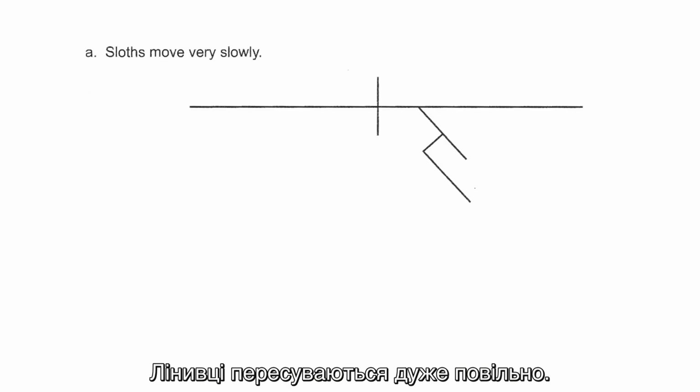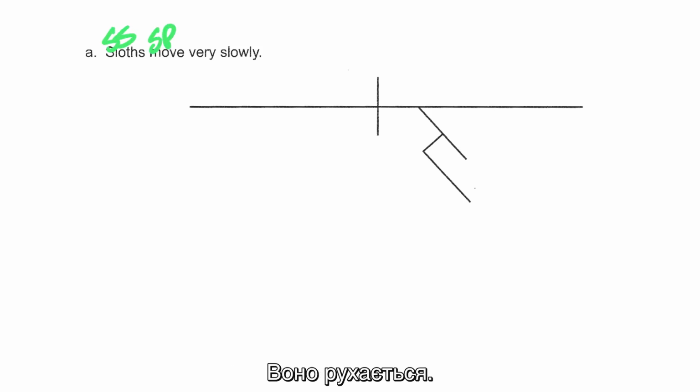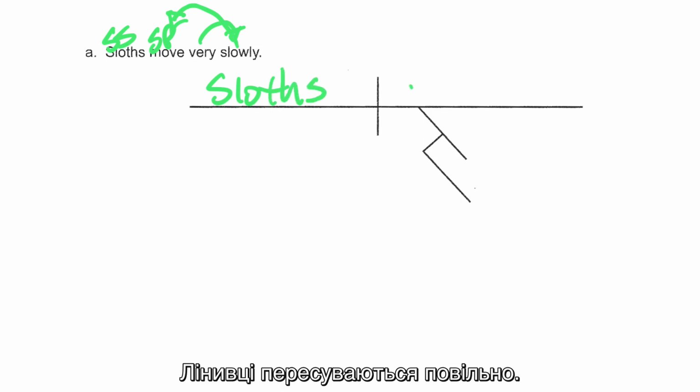Sloths move very slowly. Who or what is this about? The sloth. What does it do? It moves. How does it move? Slowly. How slowly? Very. Sloths move slowly, very slowly.